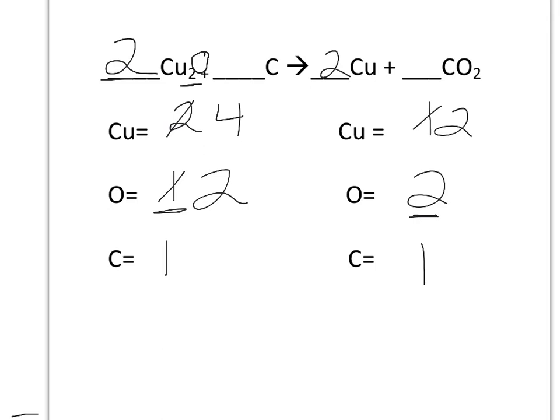So all we're going to need to do is fix this coefficient. You're allowed to change or add coefficients. So all we need to do is change this coefficient to a 4. And then we end up with 4, which gives us another balanced equation.